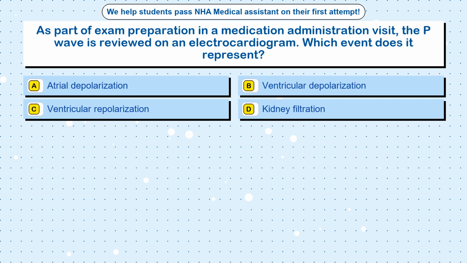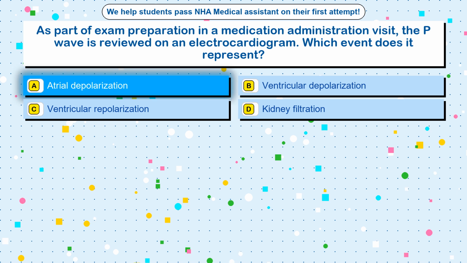Question 4. As part of exam preparation in a medication administration visit, the P wave is reviewed on an electrocardiogram. Which event does it represent? Option A. Atrial depolarization. Option B. Ventricular depolarization. Option C. Ventricular repolarization. Option D. Kidney filtration. The correct answer is option A.